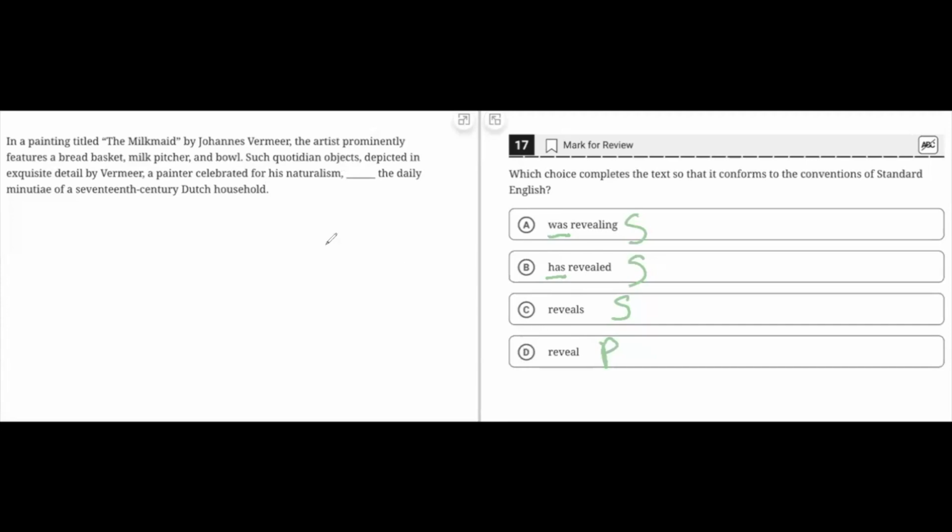Okay, so going back to the passage here, we need to find our main subject, where it says, such quotidian objects depicted in exquisite detail by Vermeer, a painter celebrated for his naturalism, reveal the daily minutiae of a 17th-century Dutch household. What is our subject? Sometimes it's helpful to rephrase a statement into a question. So, what revealed the daily minutiae of a 17th-century Dutch household? These quotidian or everyday objects in the painting. Objects is our main subject, not Vermeer, the painter.